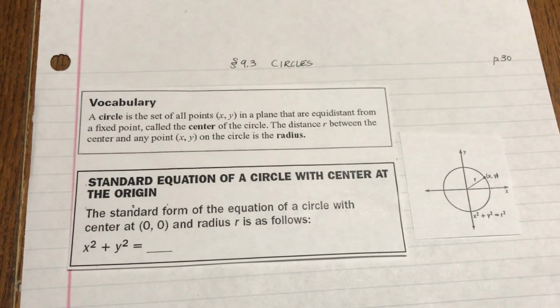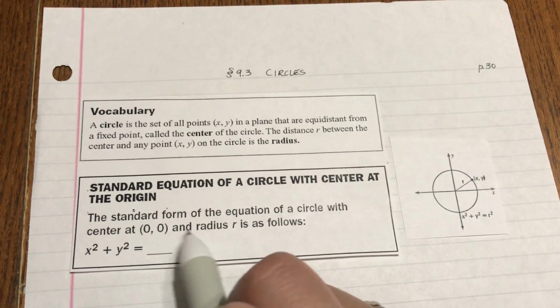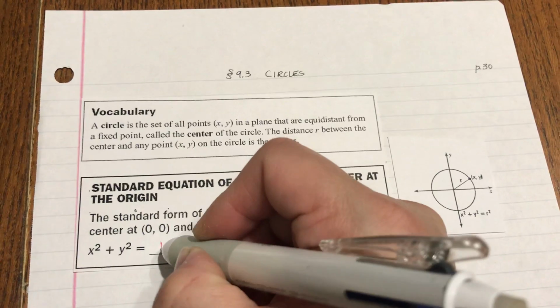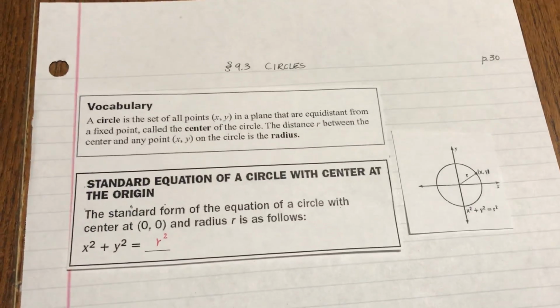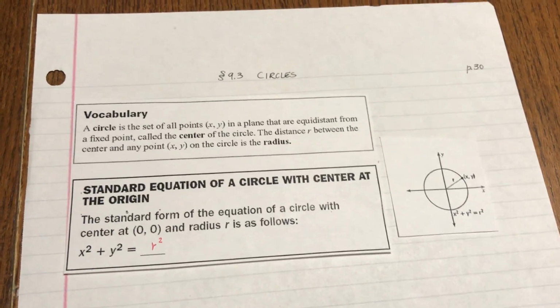What the key thing you want to take away is the standard form of equation of a circle with the center at 0, 0. Radius r is x squared plus y squared equals r squared. This should look really familiar because this is really the Pythagorean theorem. You got a squared plus b squared equals c squared.